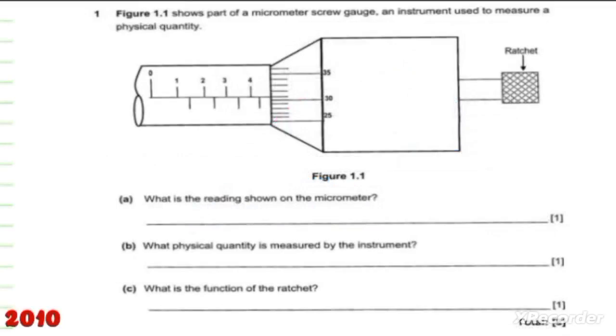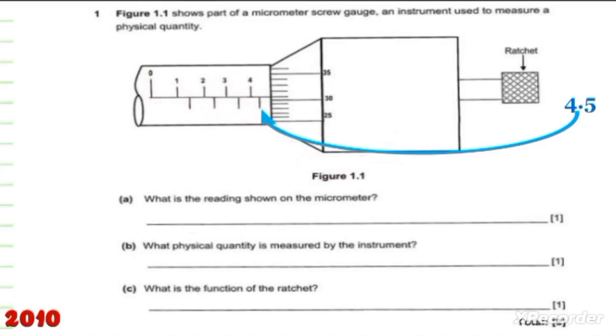We are also going to answer this question, which is coming from 2010 past paper, and the question is question 1. Figure 1.1 shows part of a micrometer screw gauge, an instrument used to measure physical quantity. What is the reading shown on the micrometer screw gauge? So even here, we are going to start by identifying the mark on the main scale. So the mark on the main scale is 4.5. So this is our last mark. So here we have 1.5, 2.5, 3.5, 4.5.